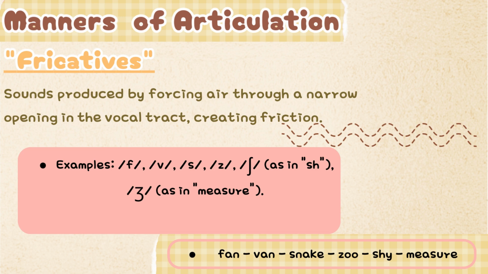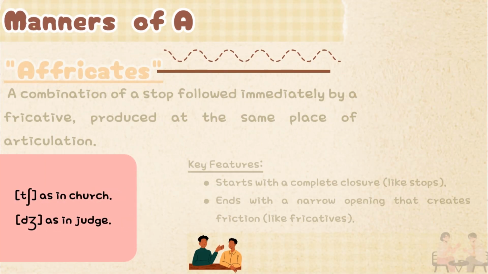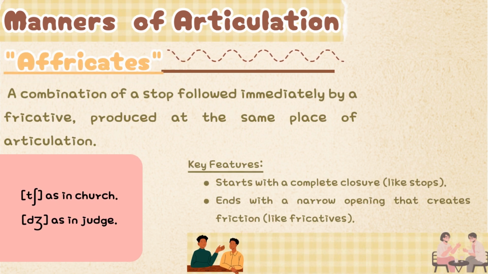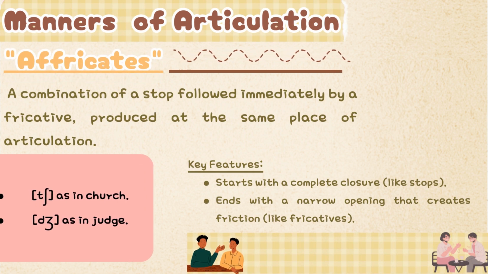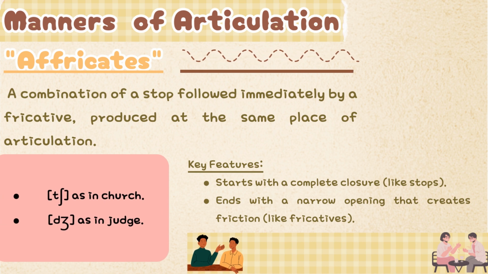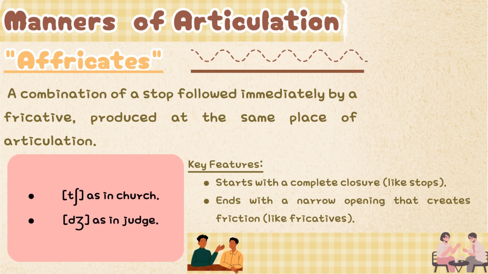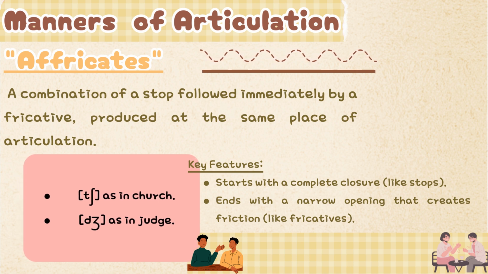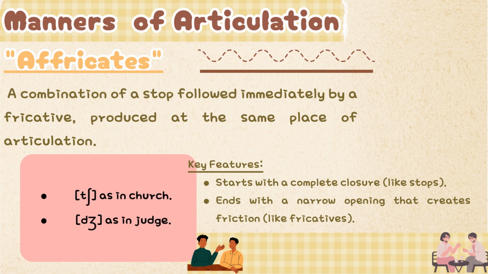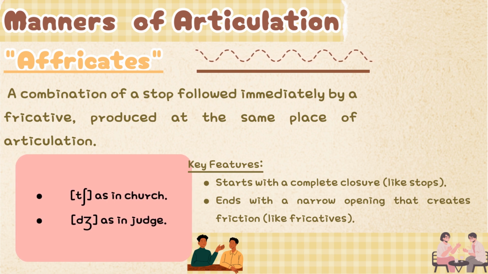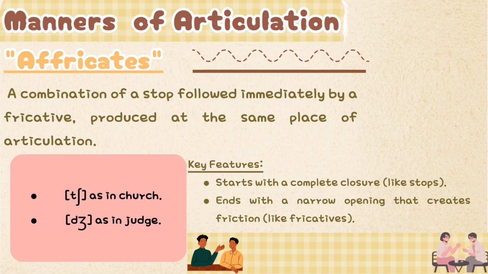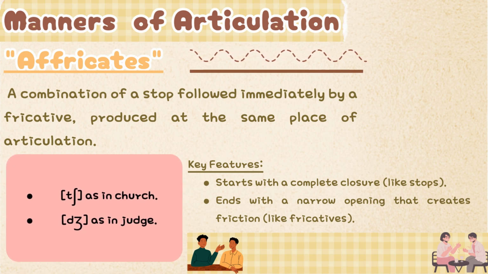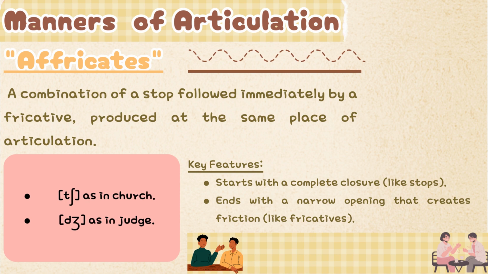Next up, we'll discuss affricates, which are unique because they start as stops and release as fricatives. This means the sound starts with a complete blockage of airflow like a stop, but then the closure opens slightly to allow air to escape with friction similar to a fricative. Two common affricates in English are ch as in church and j as in judge. Affricates combine the characteristics of both stops and fricatives and share the same place of articulation.